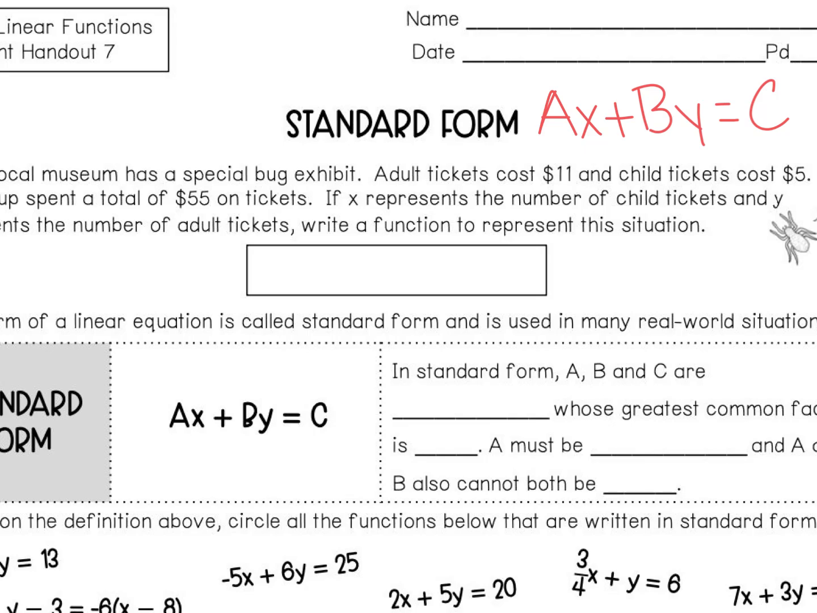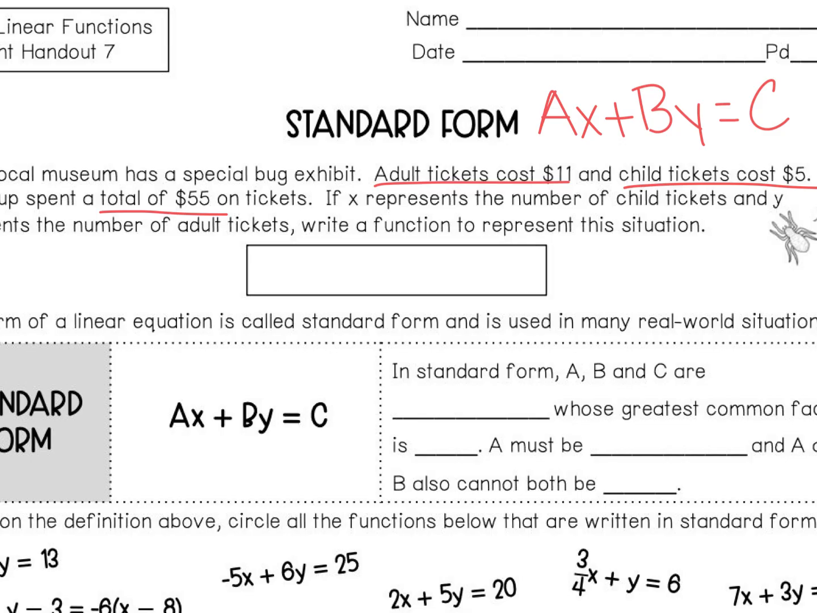The format is going to be X and Y on the same side, right? A, B, and C are going to be numbers. So it says, a local museum has a special bug exhibit. Ew. Adult tickets are $11. Okay, that's probably important. And child tickets are $5. Okay, we spent a total of $55 on tickets.